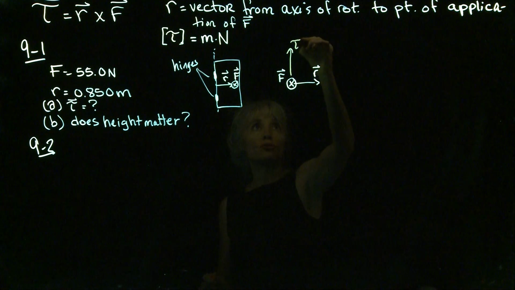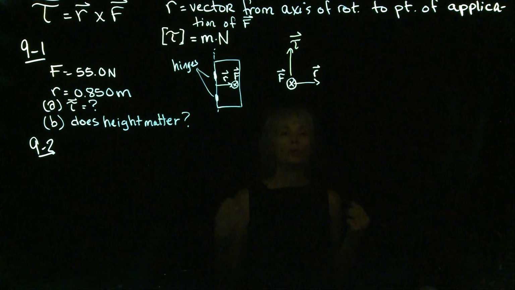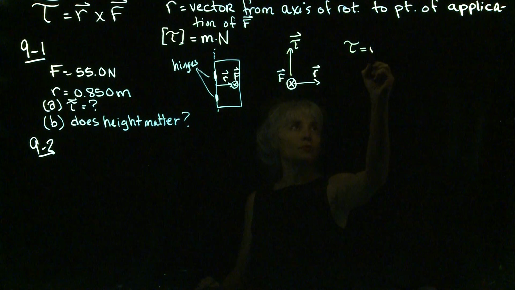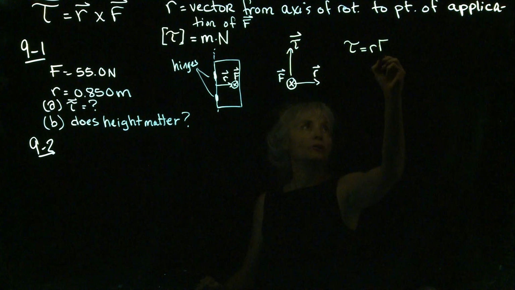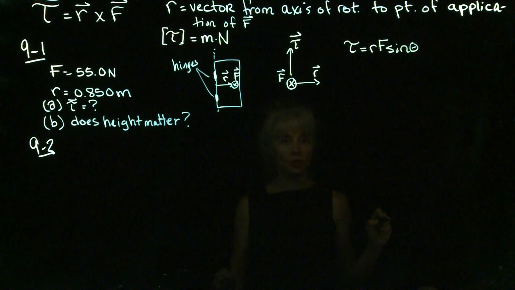So now we know the direction part of the torque. The direction part of the torque is up. What about the magnitude part of the torque? Well, remember the magnitude part of the torque comes from the magnitude of the first vector, times the magnitude of the second vector, times the sine of the angle in between the two vectors.